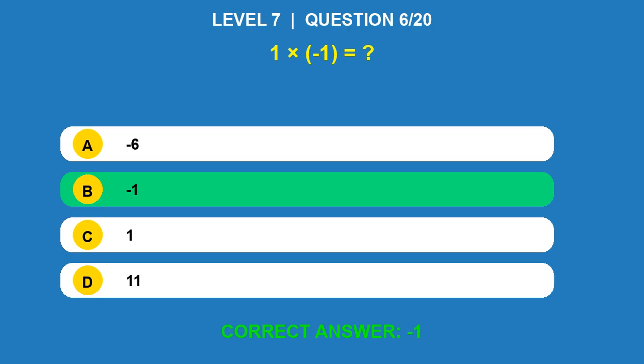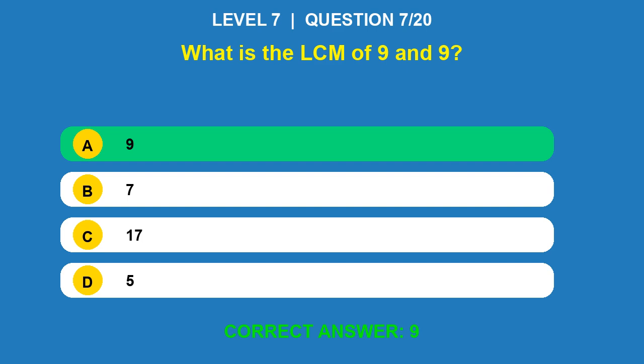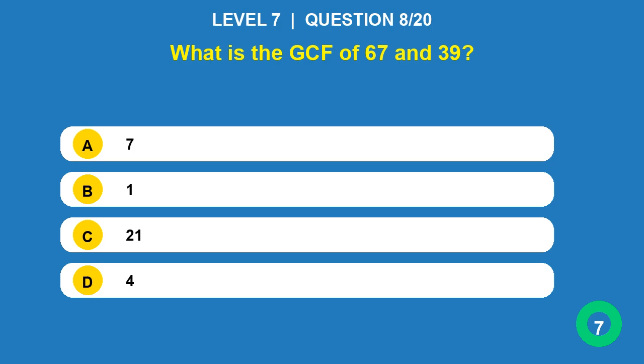Answer is minus 1. What is the LCM of 9 and 9? Answer is 9. What is the GCF of 67 and 39? Answer is 1.